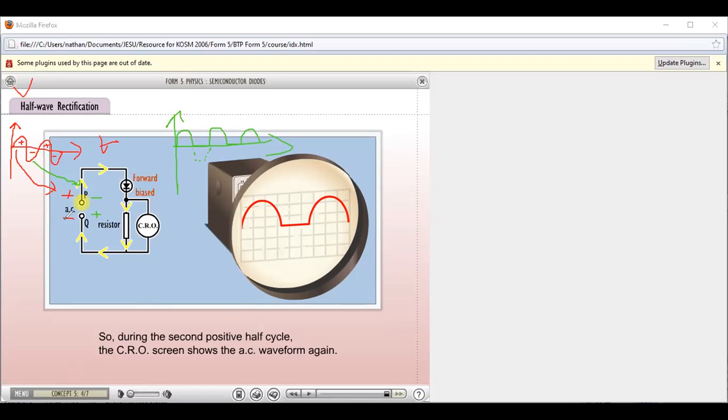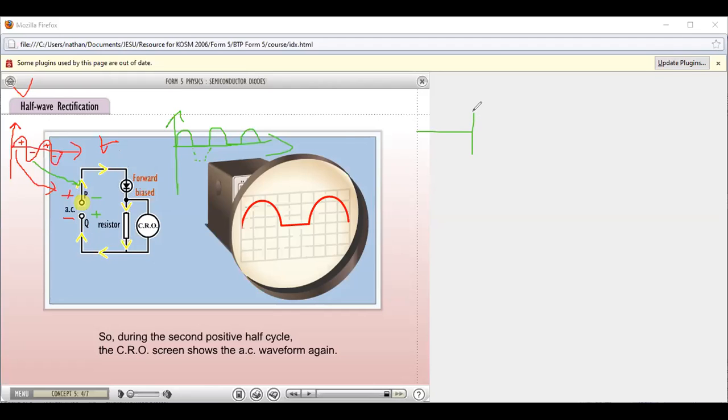That means if you put a bulb here, the bulb is not able to light up, because in forward bias the current flows, and in reverse bias the current cannot flow.